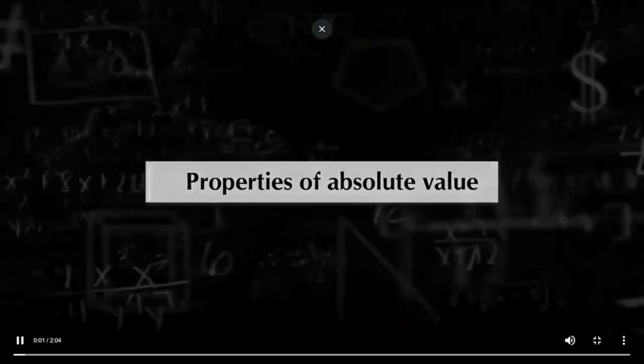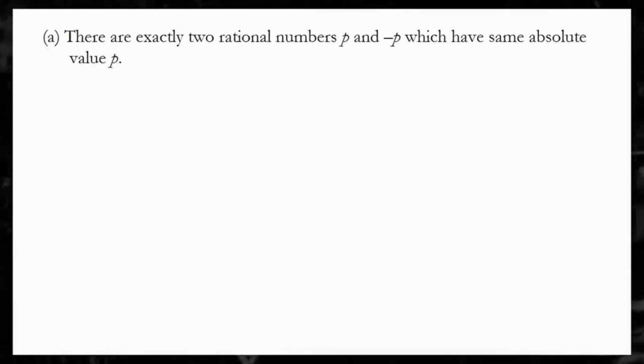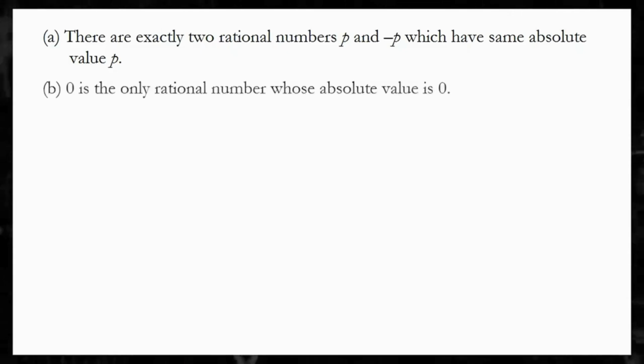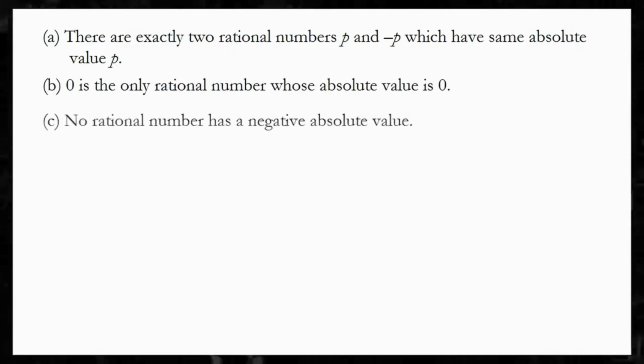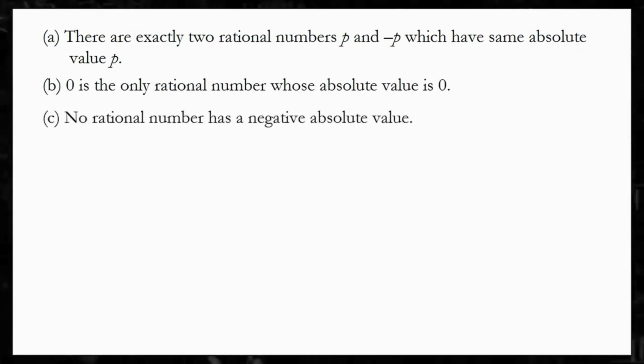Properties of absolute value. A. There are exactly two rational numbers p and -p which have the same absolute value p. B. 0 is the only rational number whose absolute value is 0. C. No rational number has a negative absolute value.